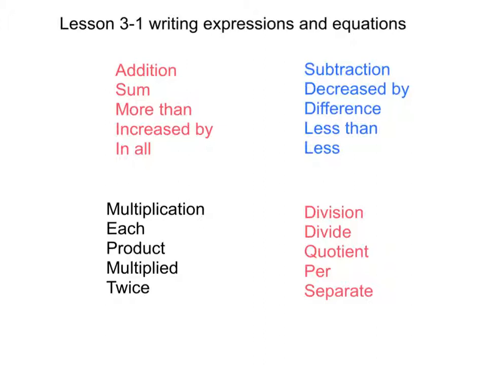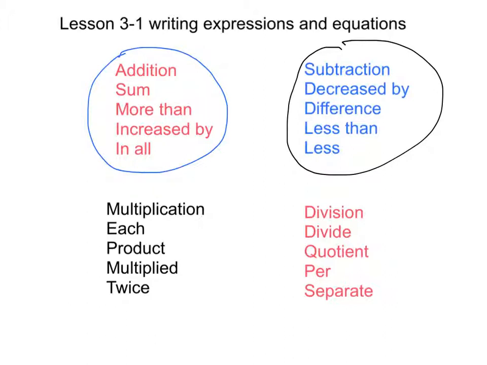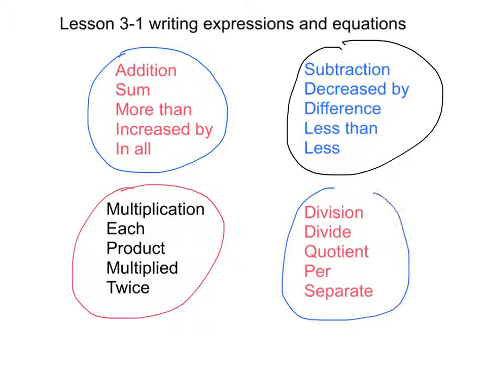So for example, in addition, we often see things like sum, more than, increased by, or in all. For subtraction, we can see decreased by, difference, less than, or less. Multiplication, we see each, product, multiplied, twice. And in division, we often see divide, quotient, per, separate.